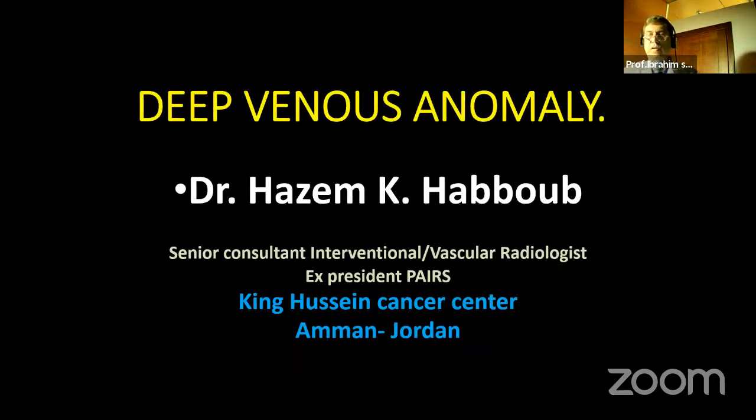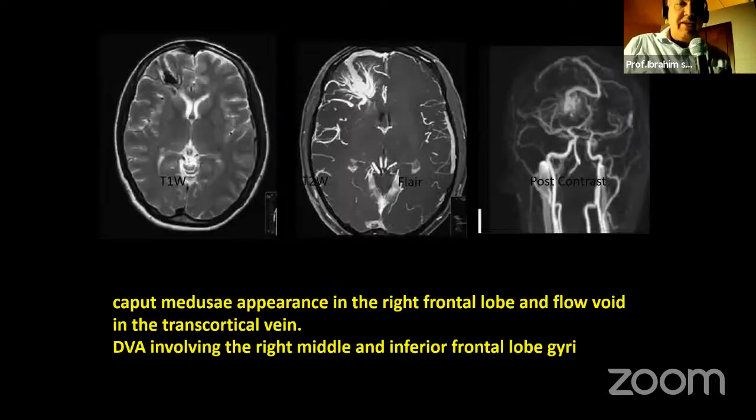And again, I asked Dr. Hazem Habboub, interventional radiologist, to tell us about his case. Thanks, Dr. Ibrahim. In fact, we have seen DVAs more with the AVMs than aneurysms. The most common is cavernoma, but we have seen them more associated with AVMs rather than aneurysms, maybe because of the same spectrum of disease.